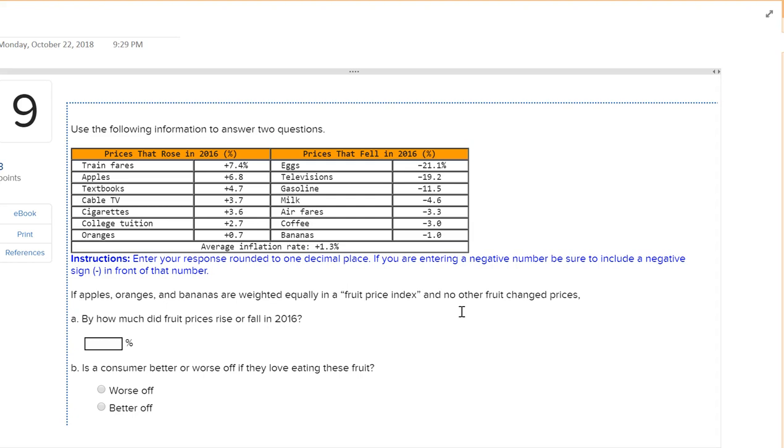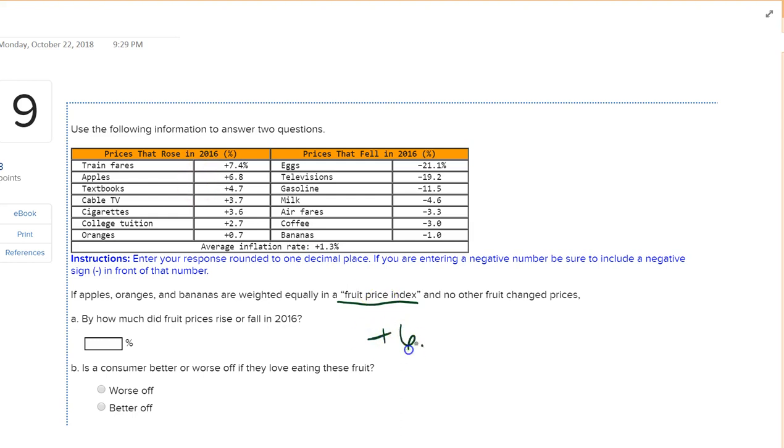And it says if apples, oranges, and bananas are weighted equally in a price fruit index, so take that out of this overall information, and no other fruit changed prices. By how much did fruit prices rise or fall in 2016? And we're really just going to take a net total of the changes in those three fruit prices. So we can say that apples, and we can find it here, went up by 6.8%.